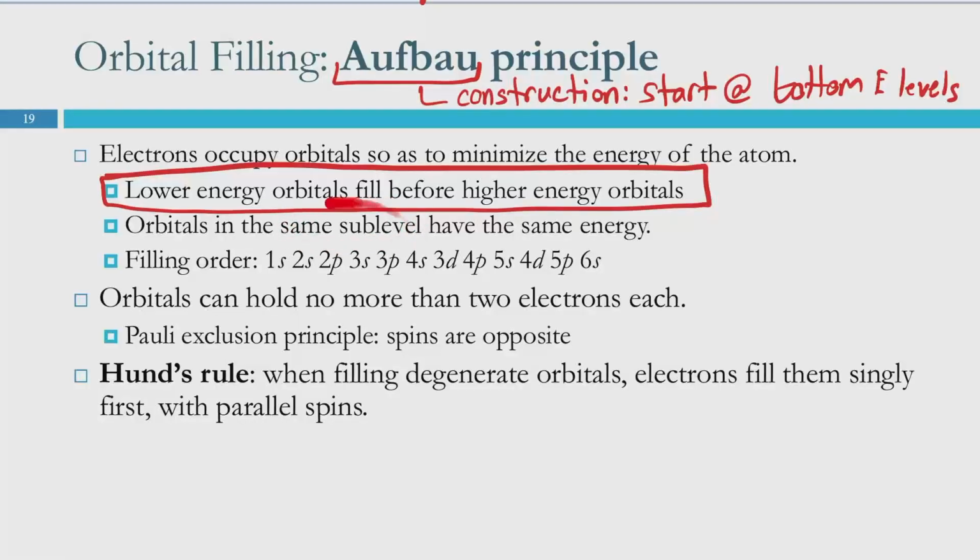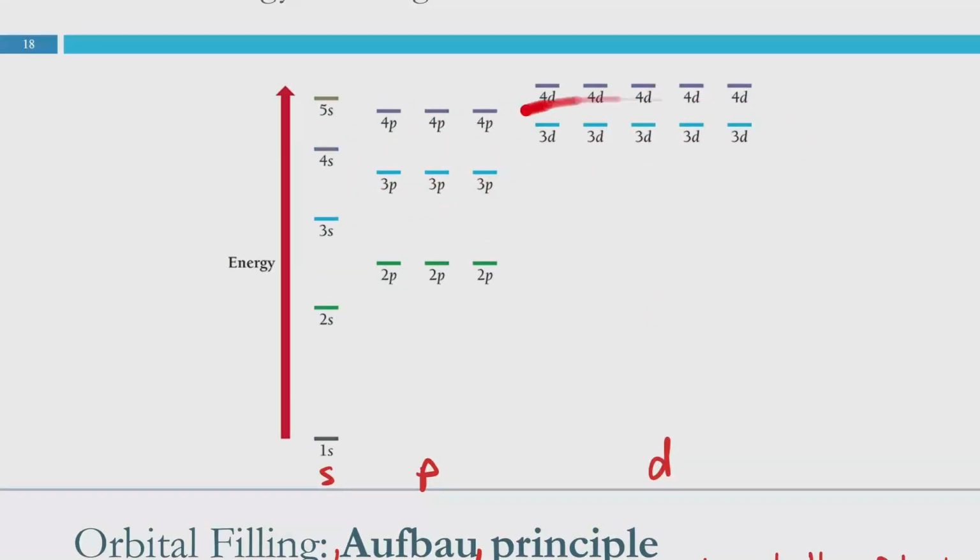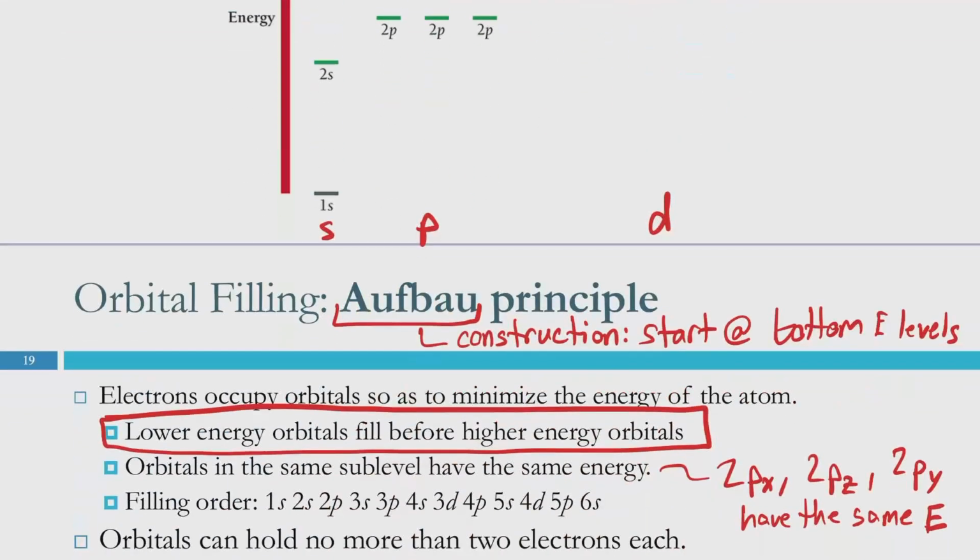Orbitals in the same sublevel have the same energy. So we have labels for our individual orbitals within our p sublevel. They're x, y, and z. I don't know, I did them in the wrong order. So 2px, 2pz, 2py are all the same energy because they're within the same p sublevel. So these are going to stick together, and that's like what we see with this diagram. Our 2p's are all the same, our 3p's are all the same, our 3d's are all the same. So for those, the energy level is the same.